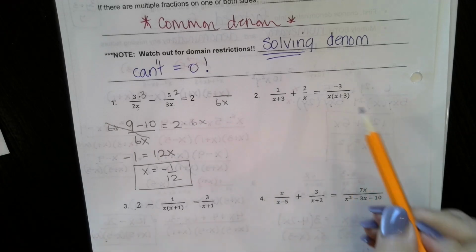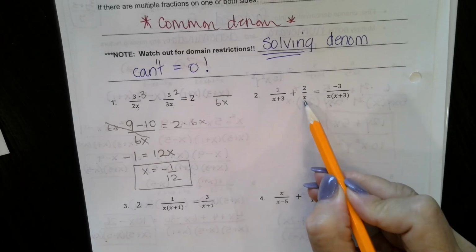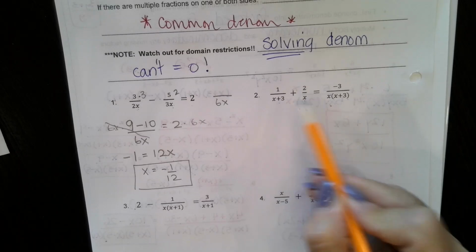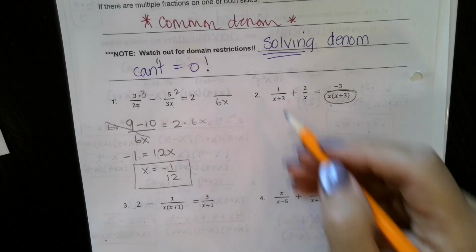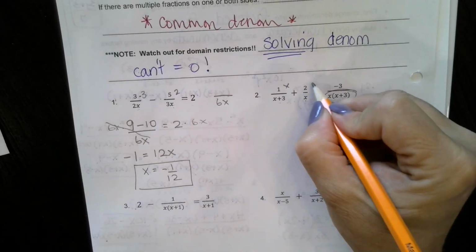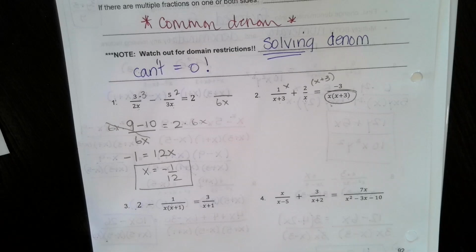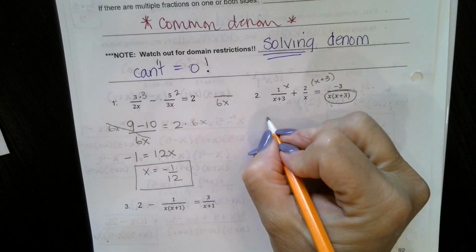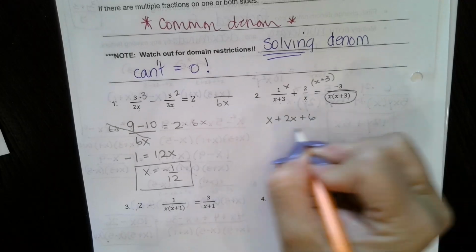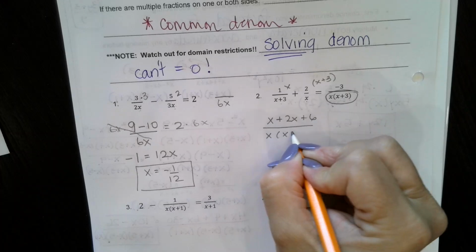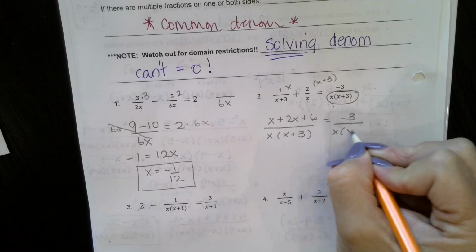Okay? Now with this one, this says that I have x times x plus 3. Here's my x. Here's my x plus 3. So this x plus 3 has to be my common denominator. So what's missing over here is x, and what's missing over here is x plus 3. So as I write this out, I would have x plus 2x plus 6. And then I have negative 3 over x plus 3.